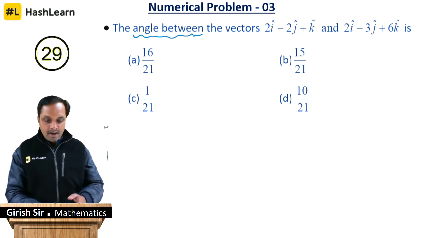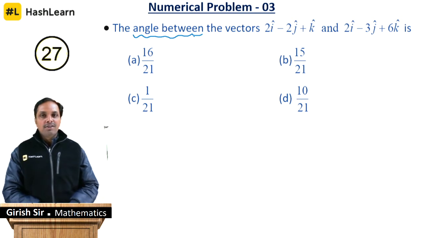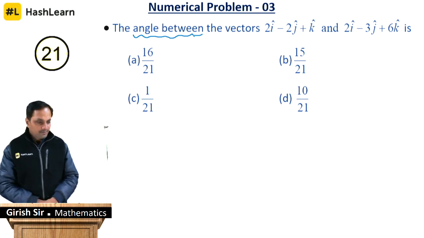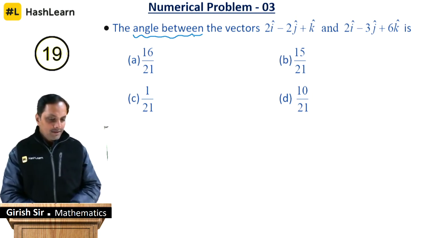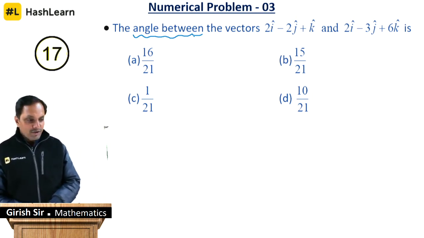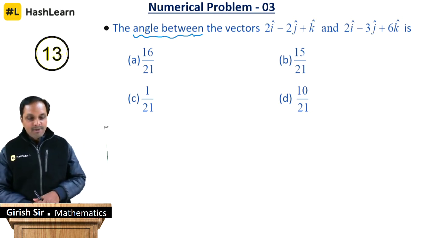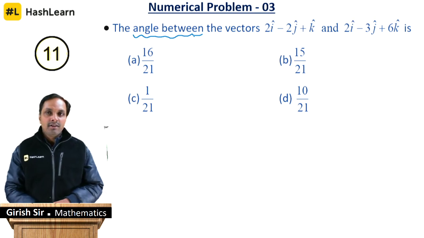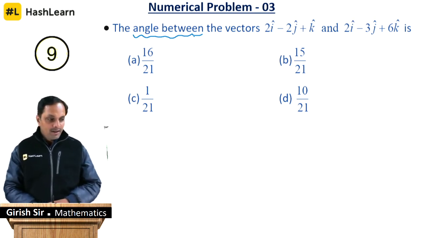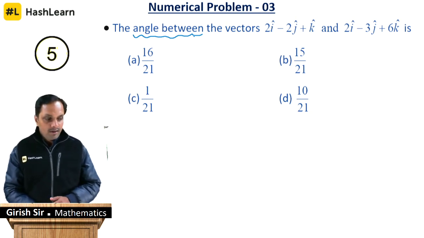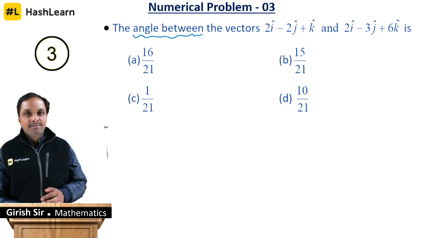Angle between two vectors, theta. If the answer is not in the form of cos, it is treated as cos theta, which is the cosine of the angle. Come on guys, 20 more seconds left. What is the angle between two vectors? The formula I have already given: A dot B by magnitude of A times magnitude of B. 5 more seconds.